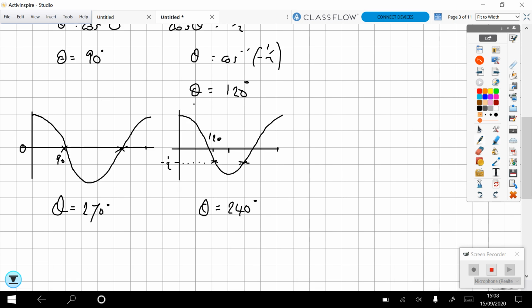So, final answer, we have theta equals 90 degrees, 120 degrees, 240 degrees, and 270 degrees.